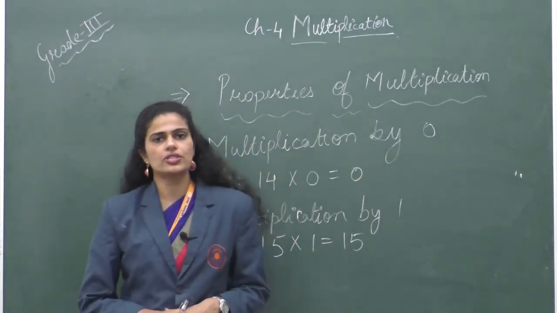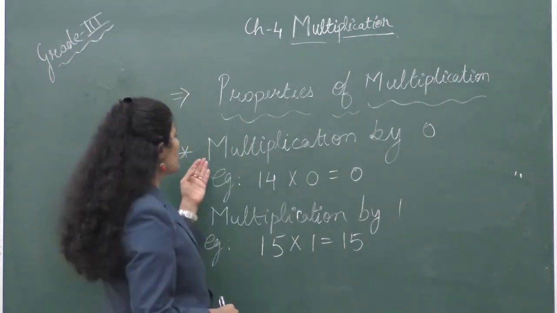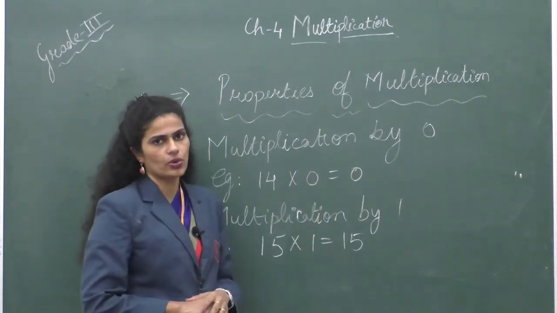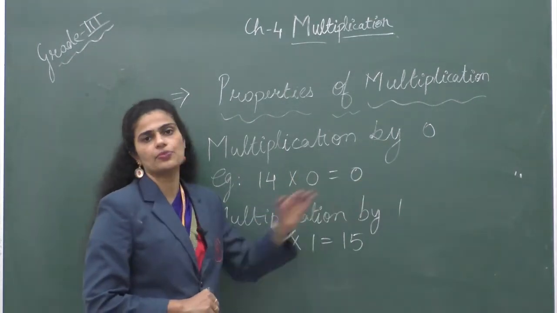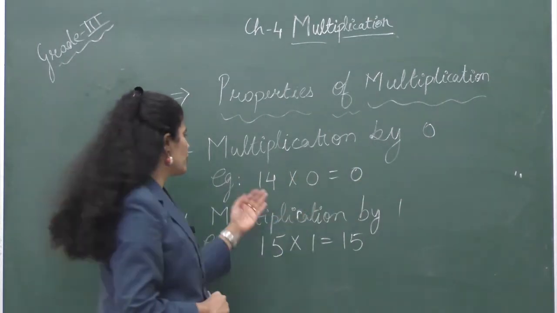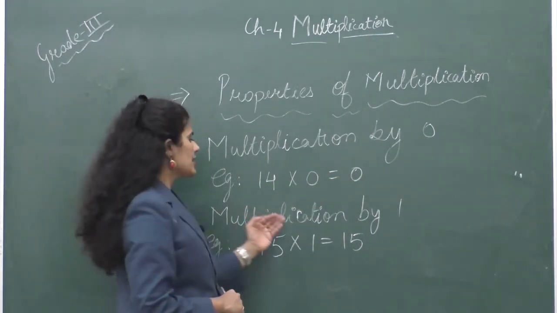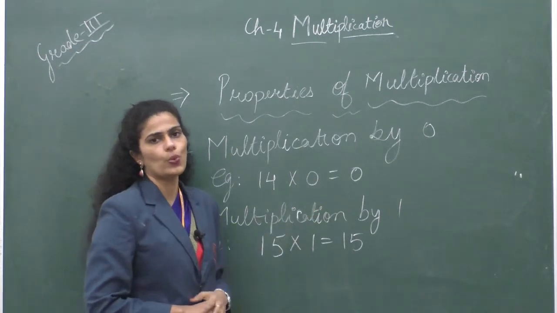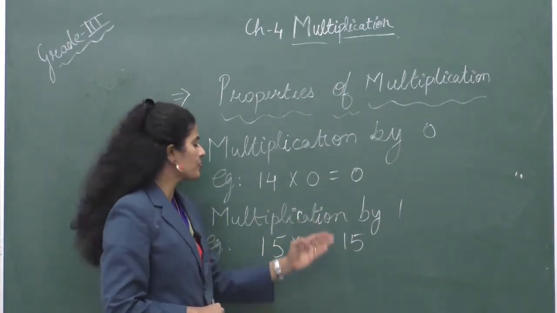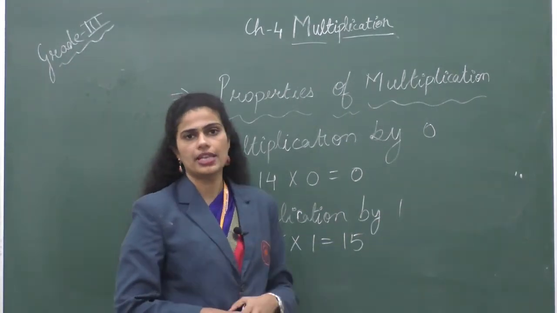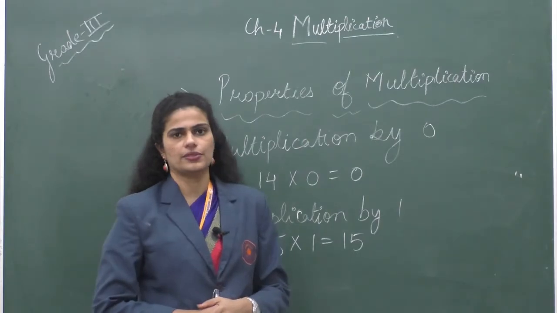Okay students, now let's go through the properties of multiplication. The first property says multiplication by 0. If we multiply any number with 0, we get the product as 0. So 14 into 0 is equal to 0. Then the second property is multiplication by 1. If we multiply any given number by 1, we get the same number. So the example is 15 into 1 is equal to 15.